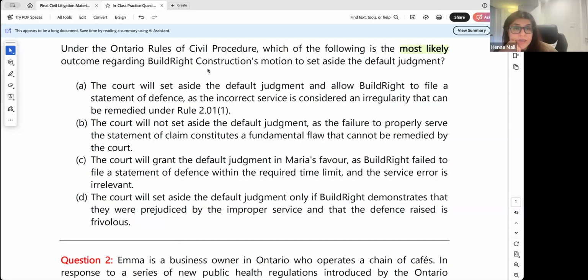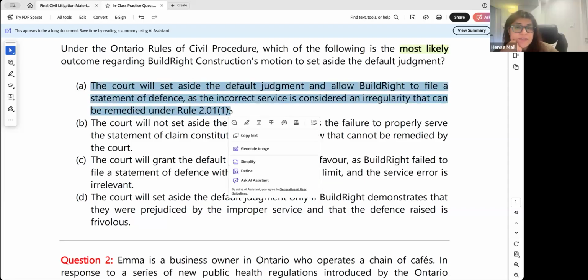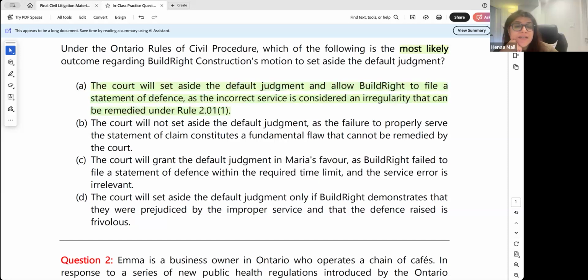Okay. Yes, Rejoice. A is the right answer, because incorrect service is considered a mere irregularity that can be remedied. A is the right answer.